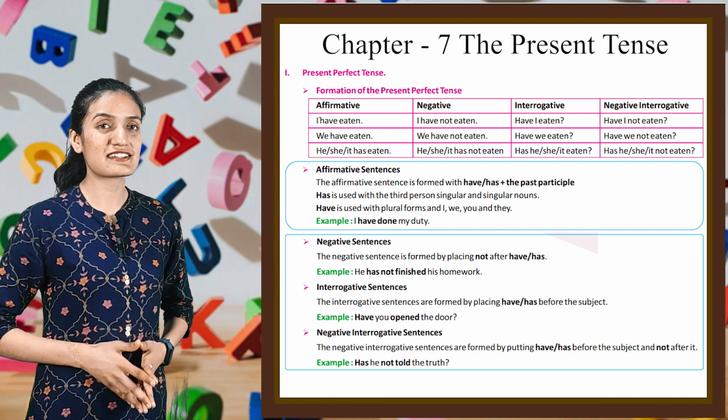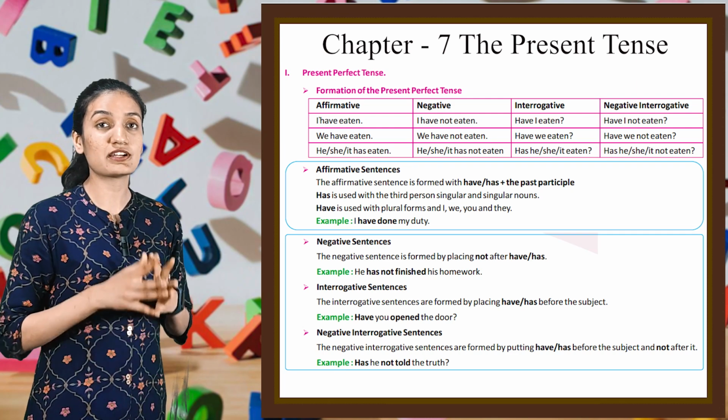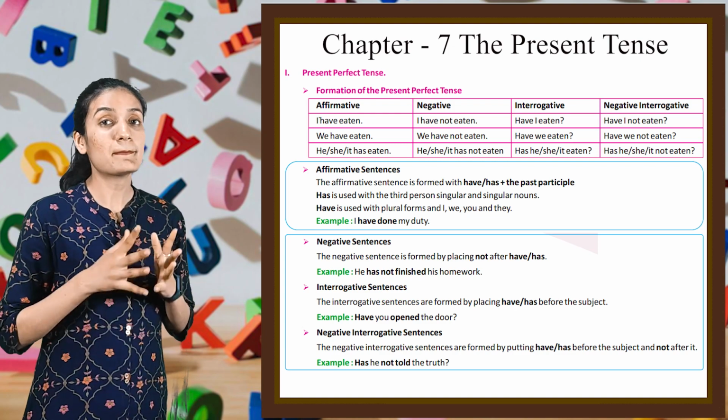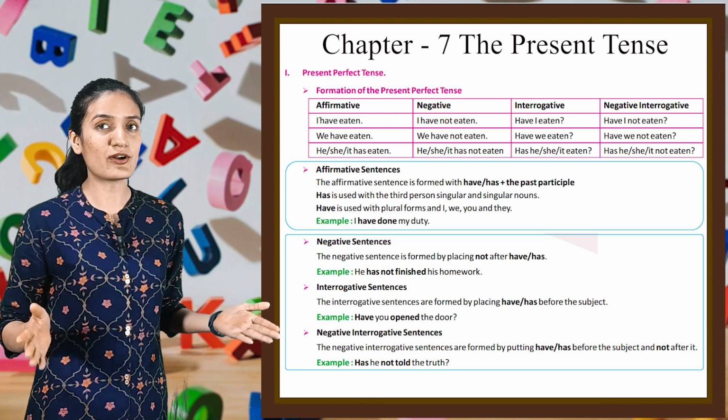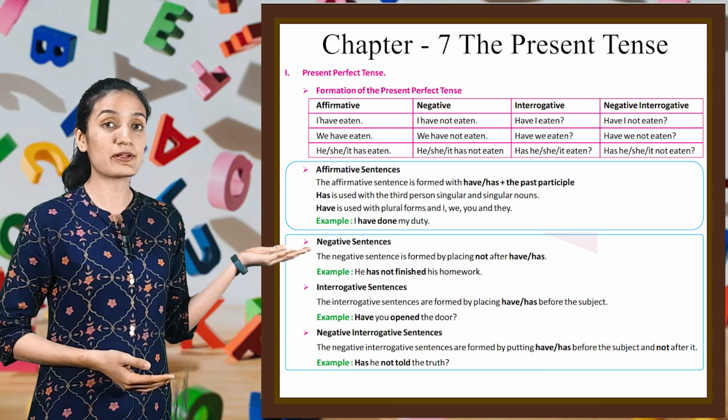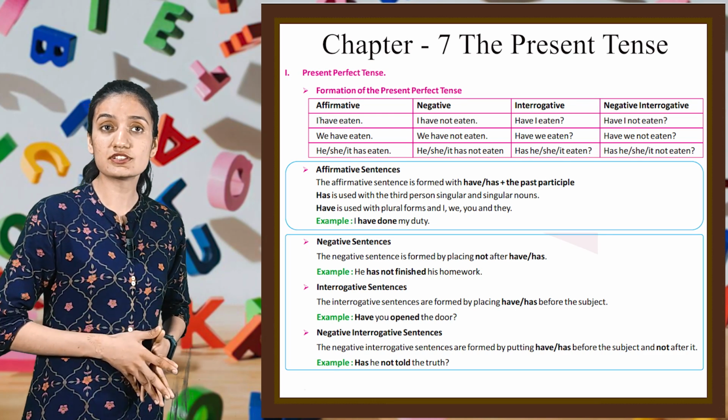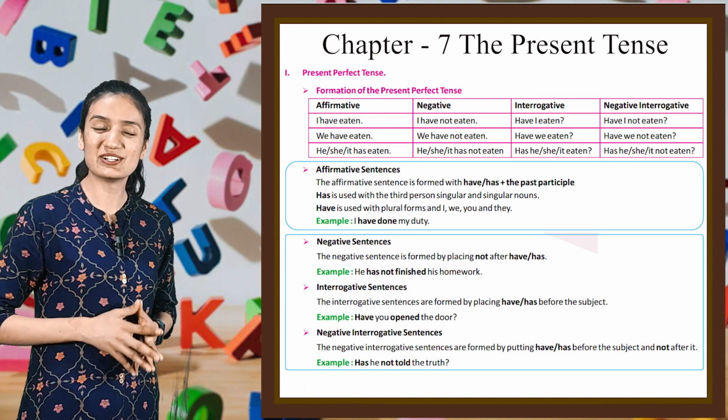Negative interrogative sentences. The negative interrogative sentences are formed by putting have, has before the subject and not after it. Example, has he not told the truth? Do you understand, kids? Good.